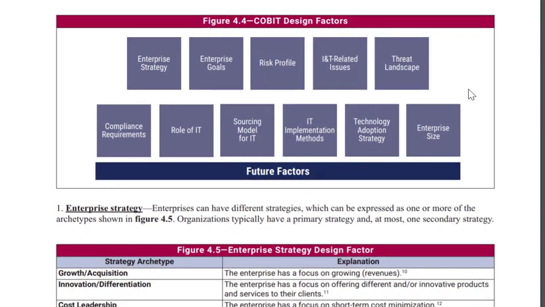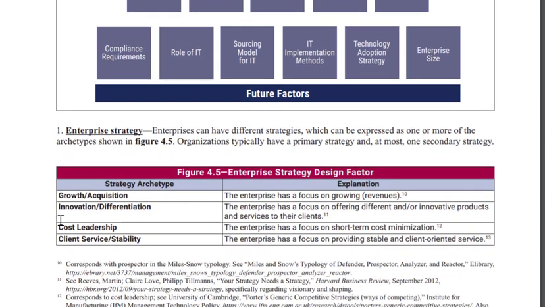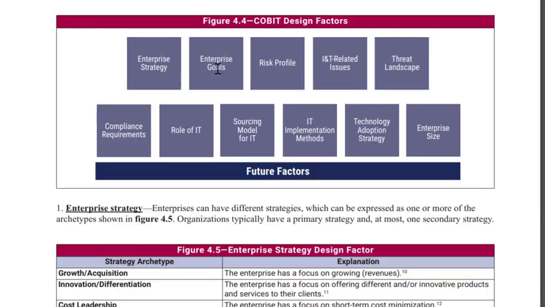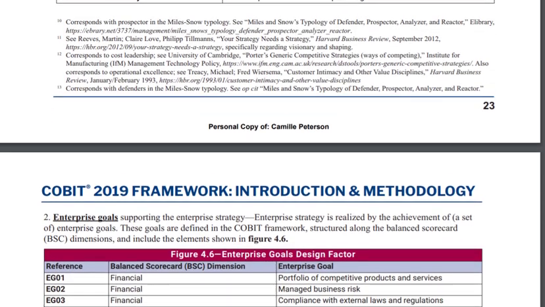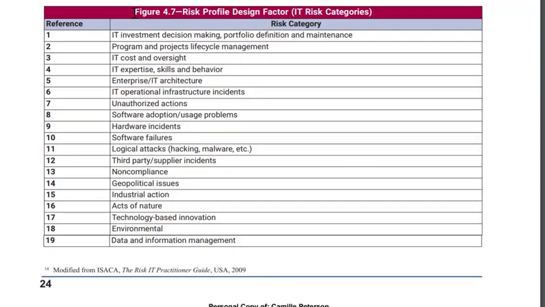COBIT also covers things to consider when designing. So you have things such as enterprise strategy, which there's an example in the PDF of what an enterprise strategy looks like. Is it growth and acquisition? Is it cost leadership? It also takes into consideration enterprise goals, which again, the PDF has some great examples of different enterprise goals. It should also take into account risk profiles. So software failures, hardware incidents, these are all items that you can utilize in your risk analysis as well. Acts of nature, environmental, data, and information management.